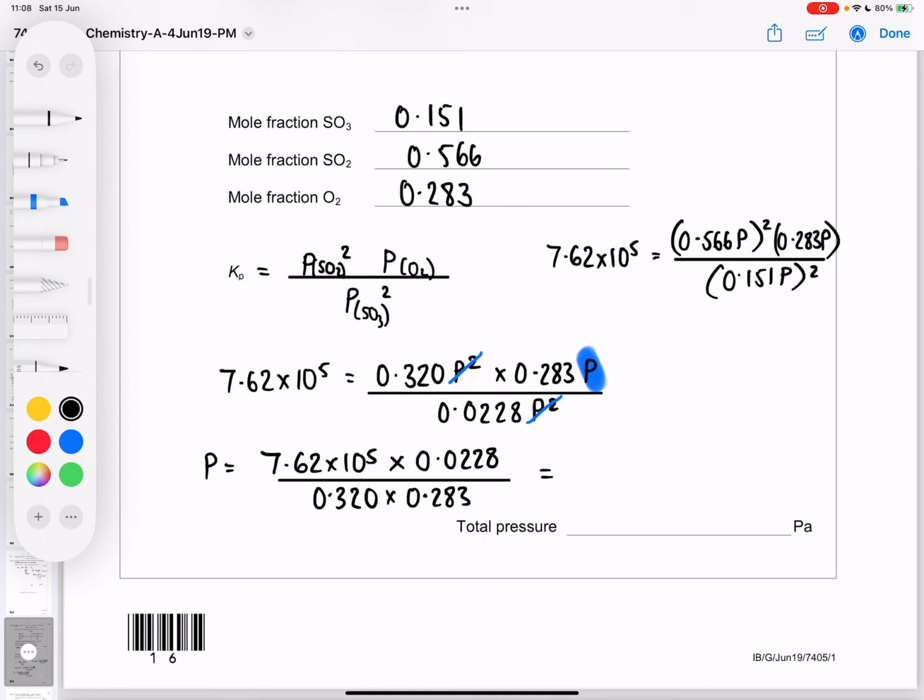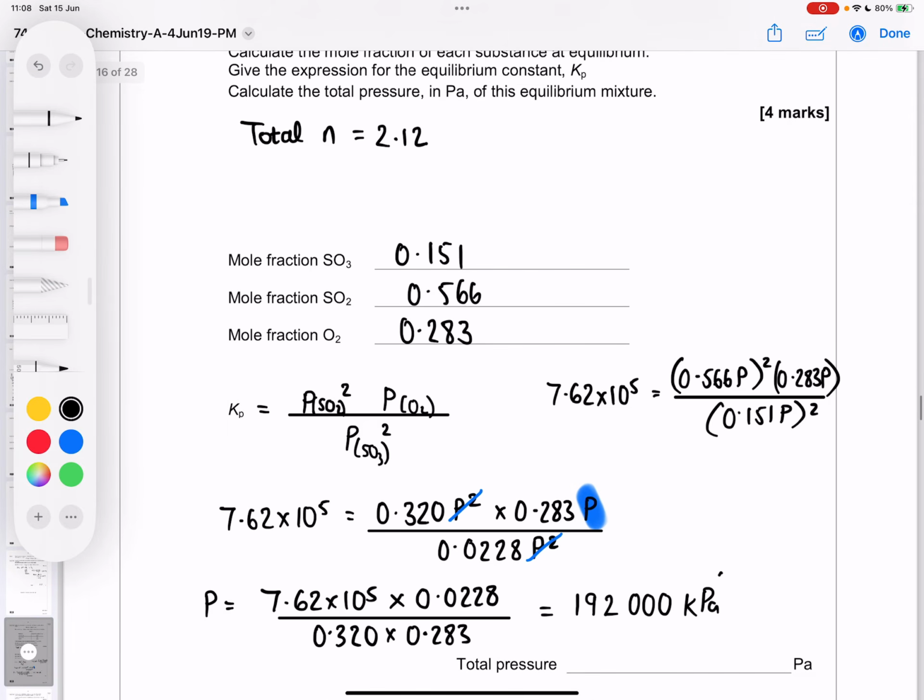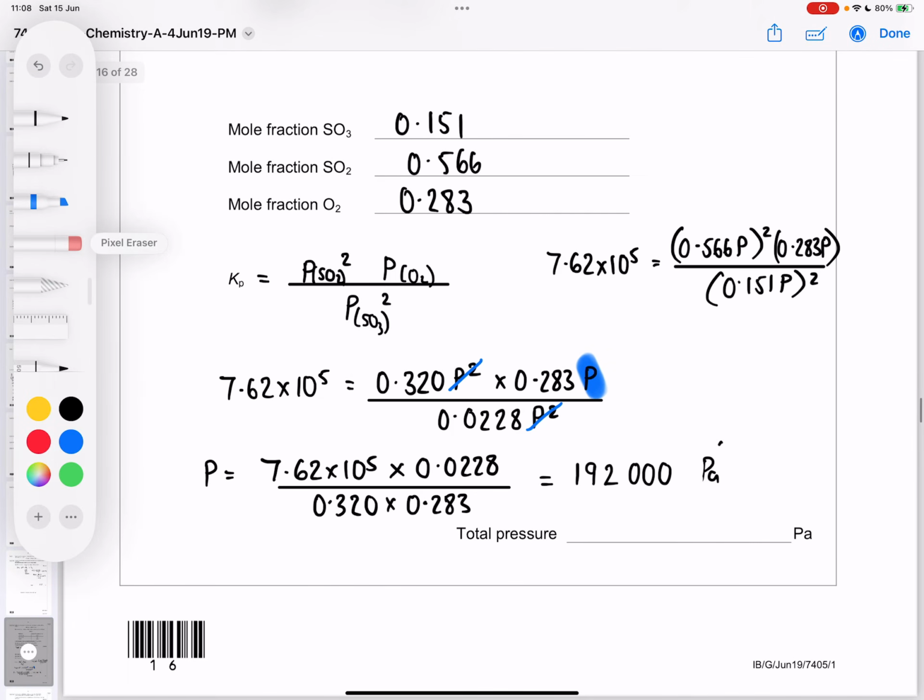And I'm getting an answer of 1, 9, and we don't need to keep all these significant figures off my calculator. I'm going to go 192 and 3 noughts, and that would be in pascals, sorry, because the Kp was in pascals. You could write that in standard form as 1.92 times 10 to the 5.